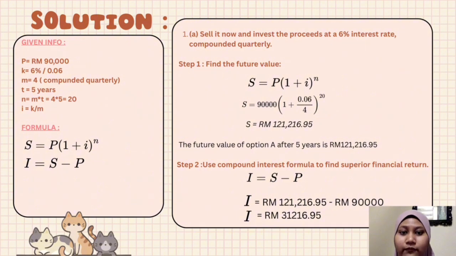For the second step, we need to find the superior financial return using the compound interest formula, which is I equals S minus P. So our future value is 121,216.95 minus our principal, which is 19,000 ringgit. So the answer is 31,216.95 ringgit. This is our financial return.